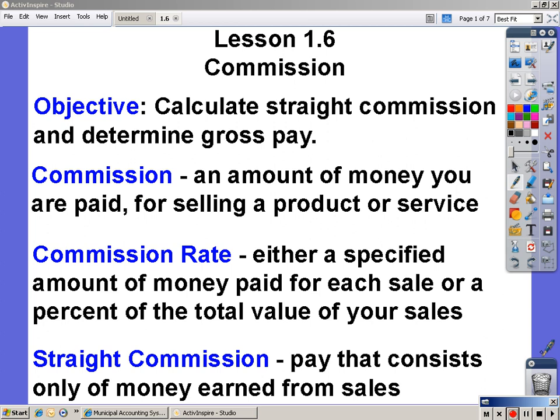Okay, lesson 1.6, commission. The objective today is to calculate straight commission and determine gross pay. Commission is an amount of money you are paid for selling a product or service. Commission rate is either a specified amount of money paid for each sale or a percent of the total value of your sales. Straight commission is pay that consists only of money earned from sales.